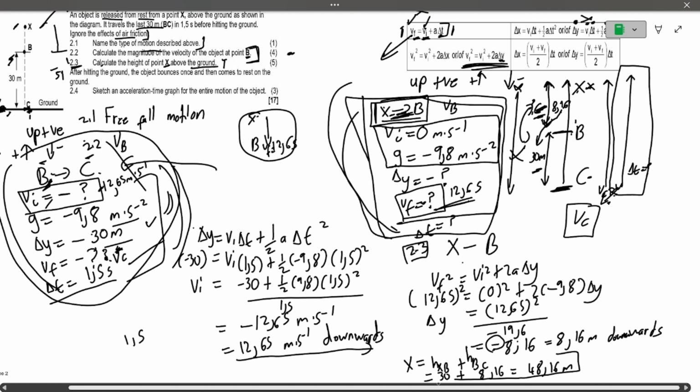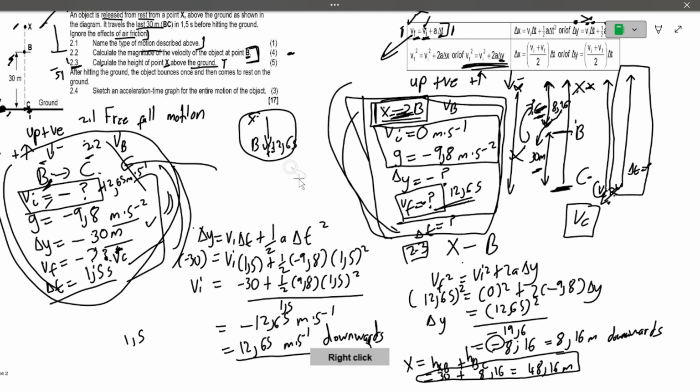Another way to do it is the one that we suggested, where we first find the velocity at C. Let's just do it and see.